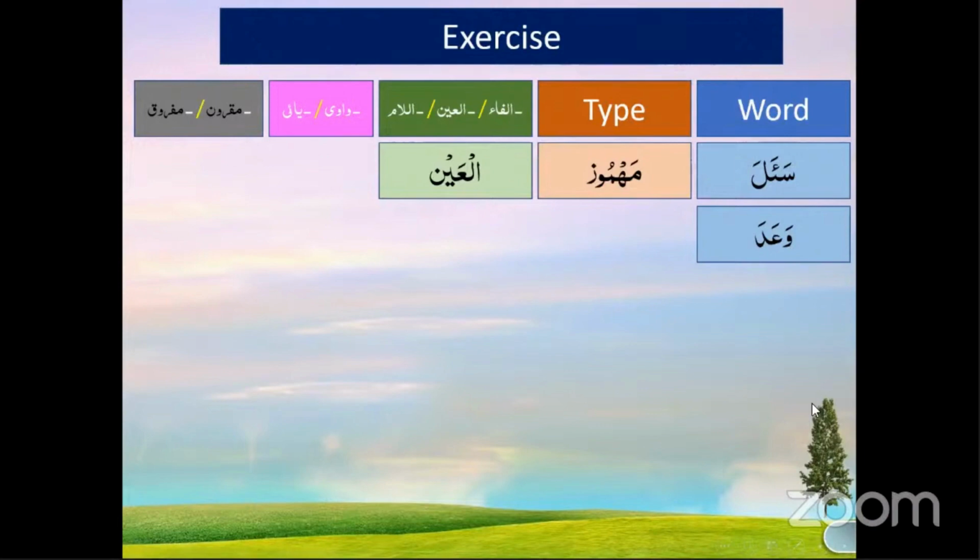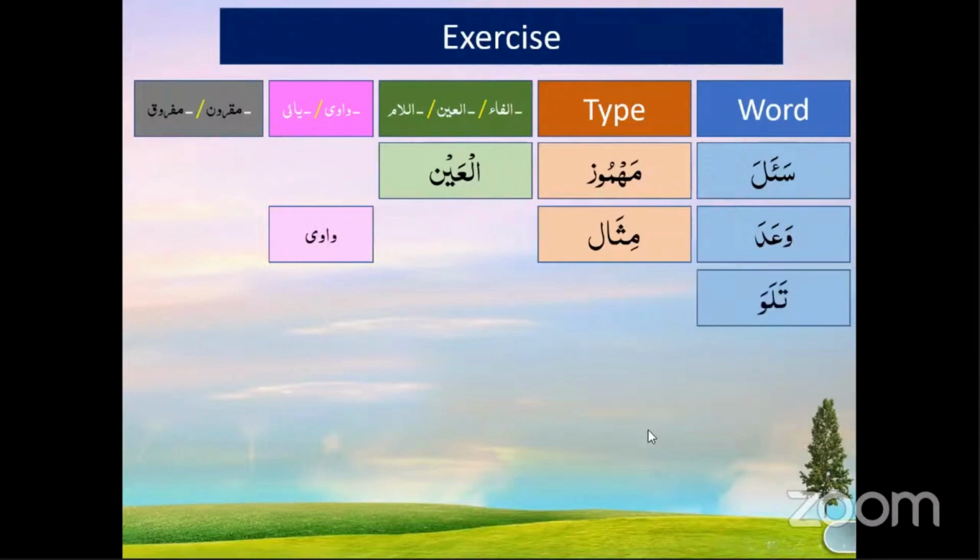And what position is it? Fa. Fa position. Okay, what is the name for that? Majwaf. No, it's misal. Misal. Okay, and is it wawi or yai? It's wawi because there is a waw. Right. Okay, good. Next one.